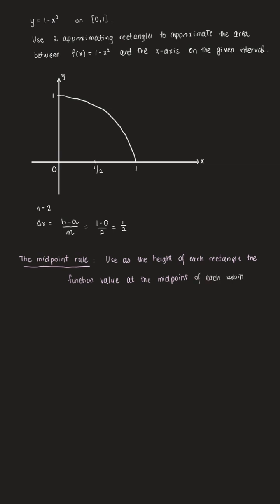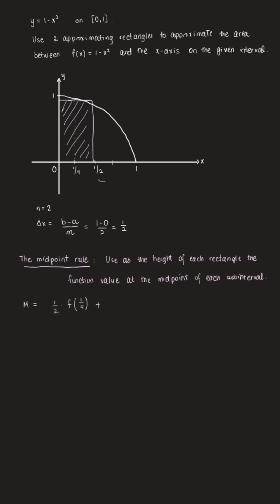So for the first rectangle that has a width of 1/2, the midpoint of the subinterval from 0 to 1/2 is at 1/4. So I'm going to use a rectangle whose height is the function value at 1/4. So I'm sketching that rectangle for my first approximation. So we will find the area of this rectangle. And if we write that down, let's call this the midpoint rule. Well, the width of the rectangle is 1/2, and the height will be the function value at the midpoint, which was 1/4. And to that, we're going to add the area of the second rectangle.